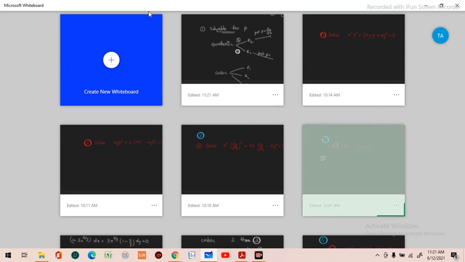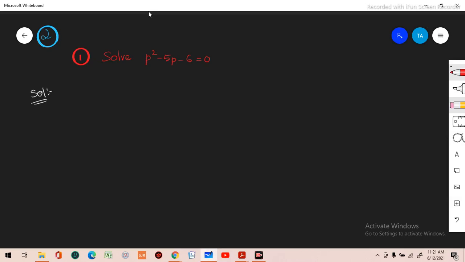So I have taken a simple example. First of all, look at the equation and confirm whether it is a quadratic equation, a cubic equation, a quartic equation or something else. Quadratic equation. Yes, it is a quadratic equation in terms of p.